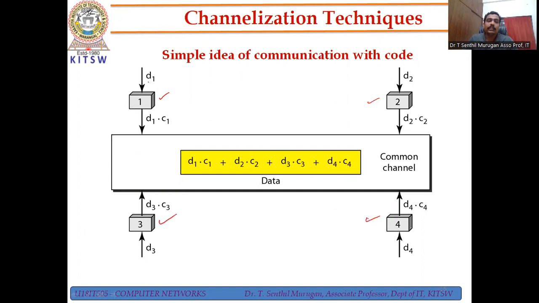Here, session 1 sends the data D1, session 2 sends D2, session 3 D3, session 4 D4. Each session has an individual code: C1, C2, C3, and C4. So session 1 sends D1.C1, the second sends D2.C2, the third sends D3.C3, and so on. The common channel is shared by all, and all are using the same frequency at the same time.